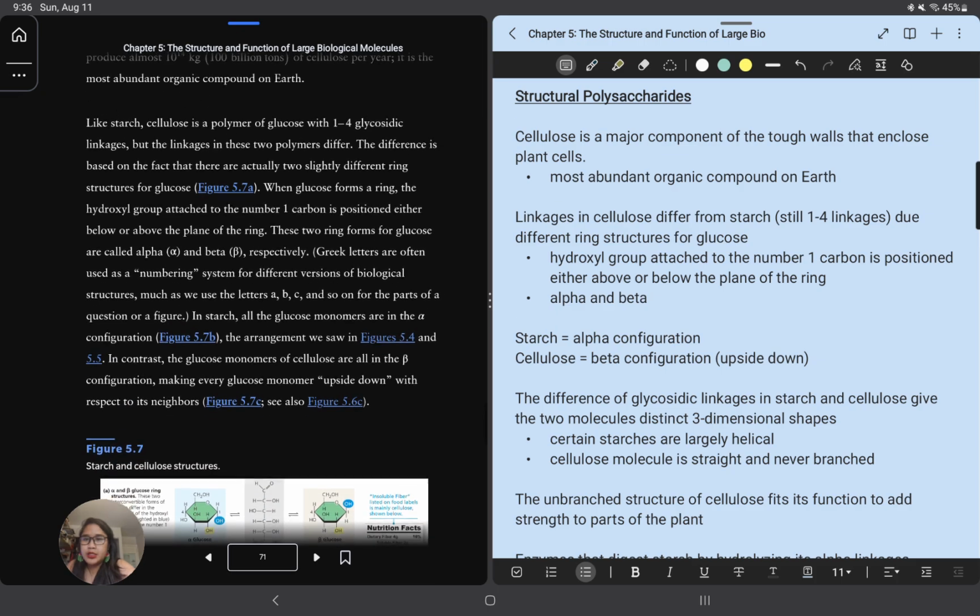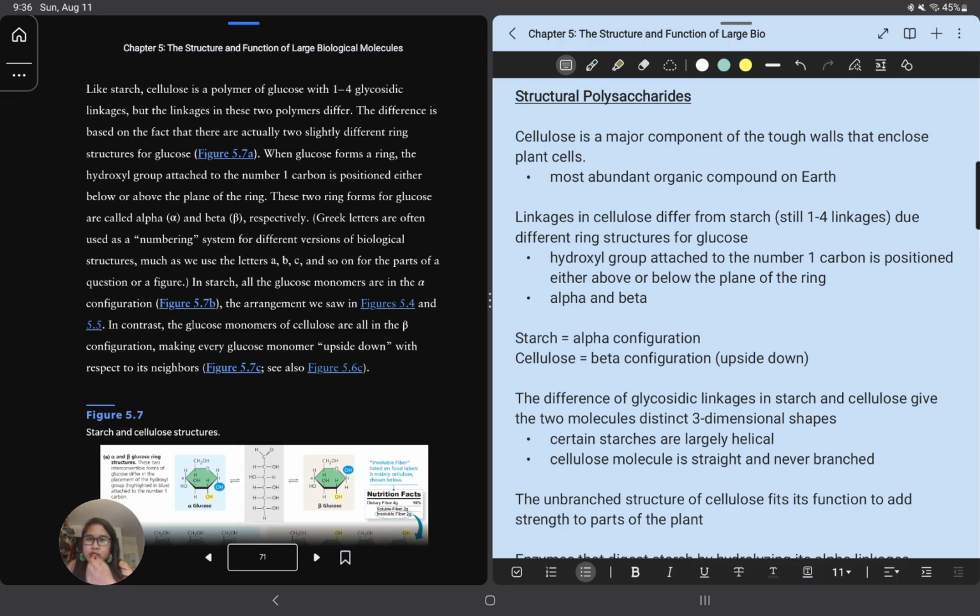Like starch, cellulose is a polymer of glucose with 1 to 4 glycosidic linkages, but the linkages in these two polymers differ. The difference is based on the fact that there are actually 2 slightly different ring structures for glucose. When glucose forms a ring, the hydroxyl group attached to the number 1 carbon is positioned either below or above the plane of the ring. These two ring forms for glucose are called alpha and beta respectively.